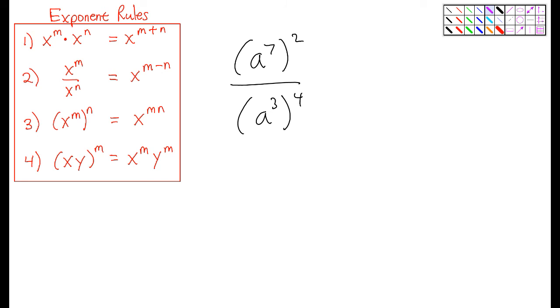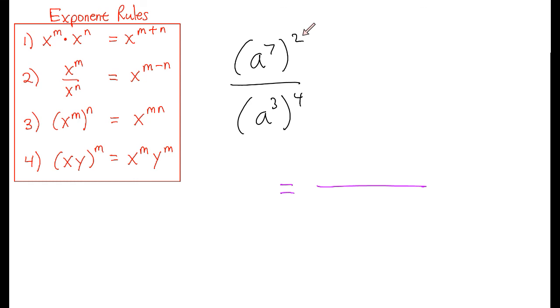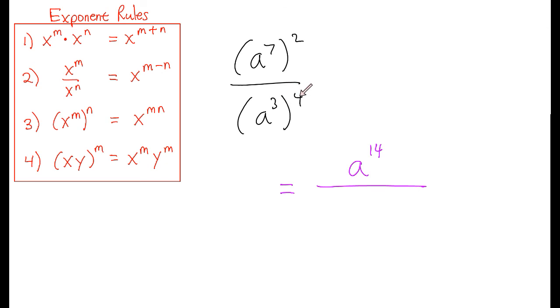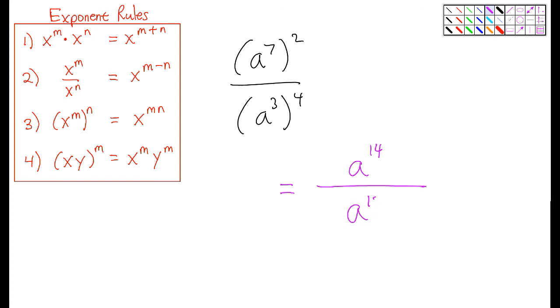This looks like a combination problem, some kind of combination of rule number 3 and rule number 4. Let's do the top separately from the bottom. A to the 7th raised to the 2 power. Well, that's just a to the 14th, since 7 times 2 is 14. On the bottom, it's the same thing except it's 3 and 4. I multiply those two to get a to the 12th. And to get the final answer, I just subtract these exponents to get a squared.